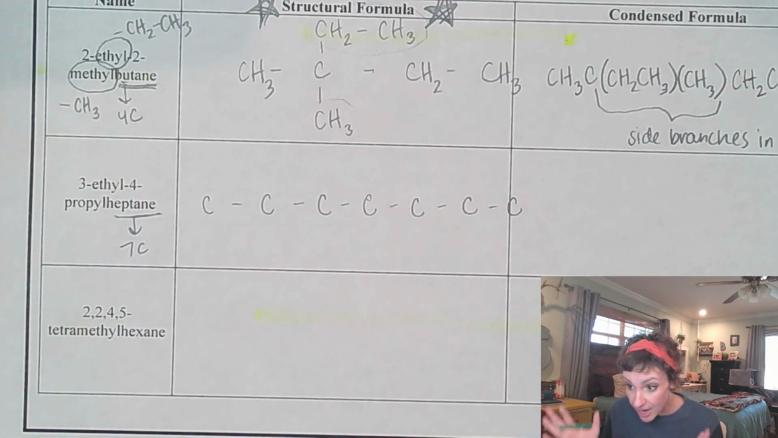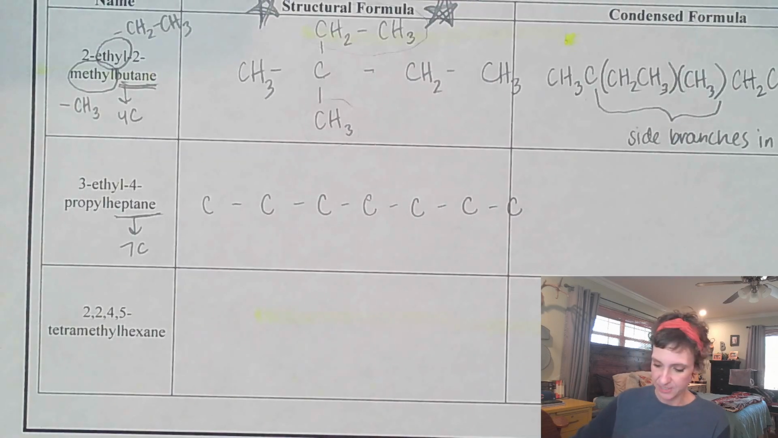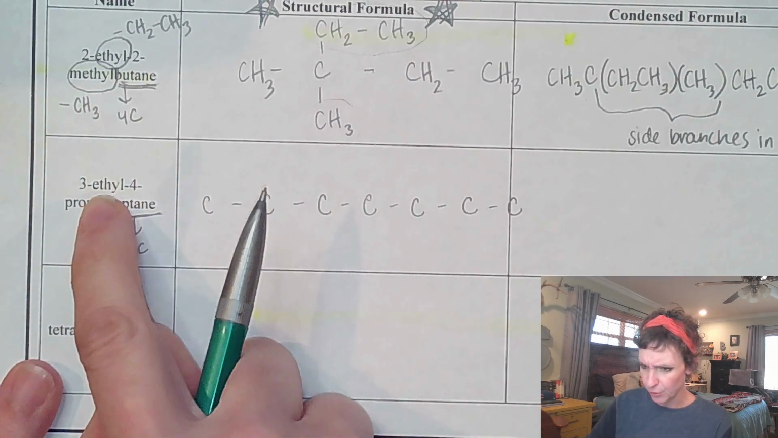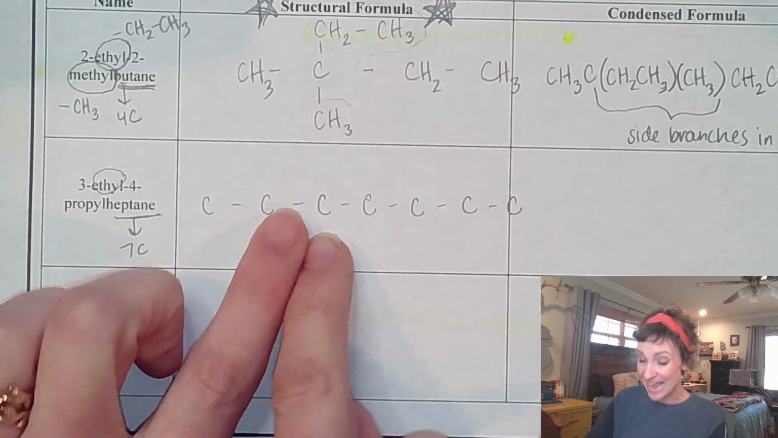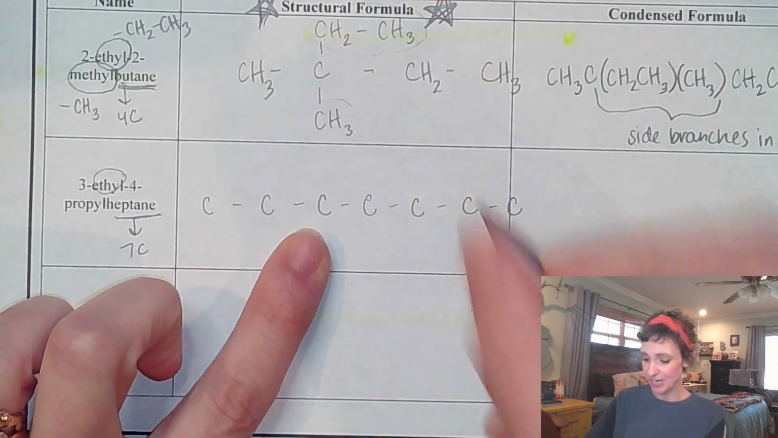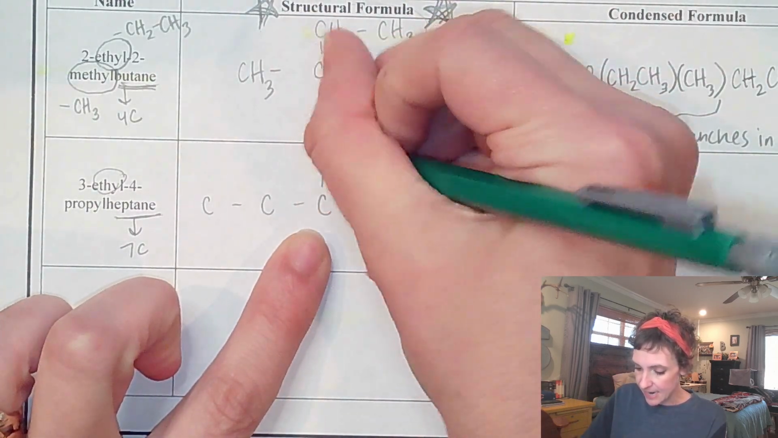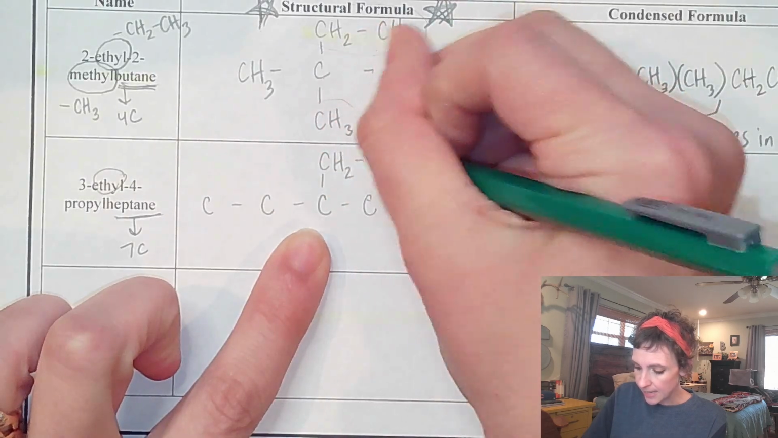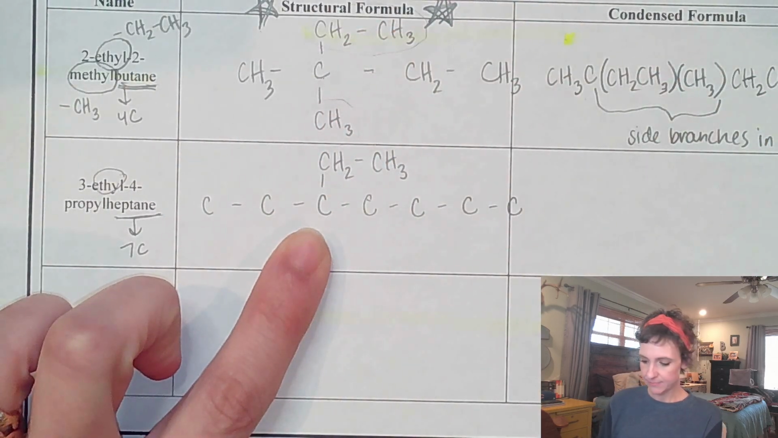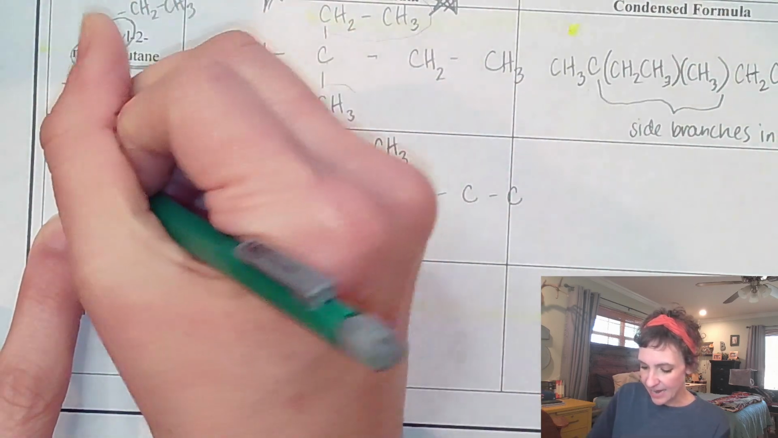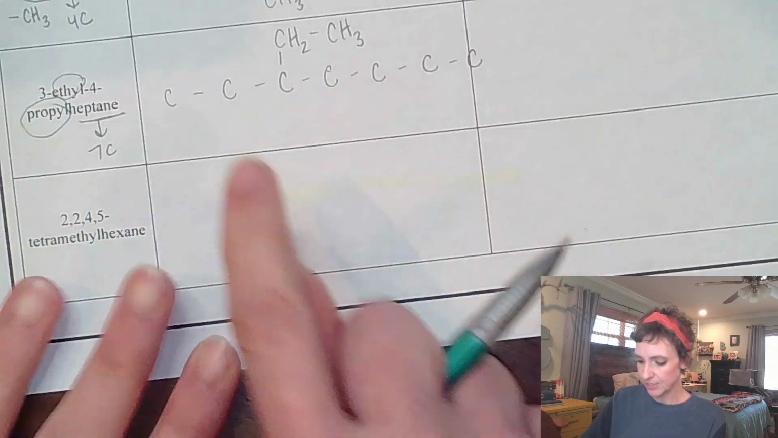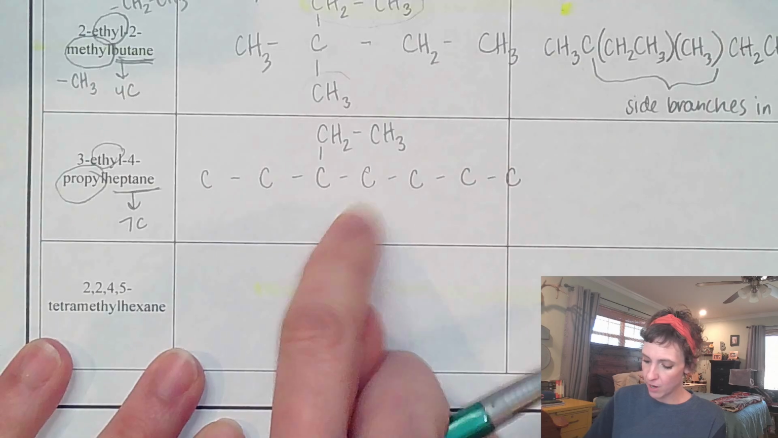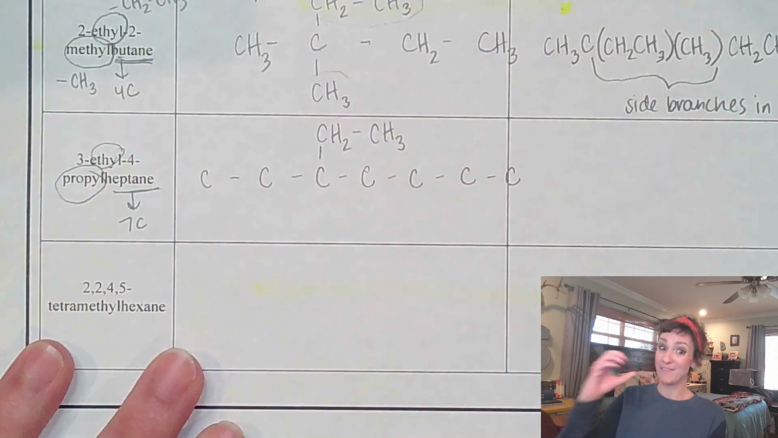I'm like, okay, what you got going on here, carbons? What side branches do we have? Looks like we have an ethyl group on the 3rd carbon. 1, 2, 3. An ethyl group's got 2 carbons in the chain. So that would be a CH2, CH3 situation, right? And then I've got a propyl group on the 4th carbon. So 1, 2, 3, 4. A propyl means I'm going to have 3 carbons.